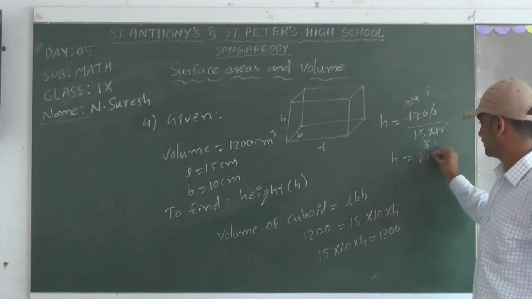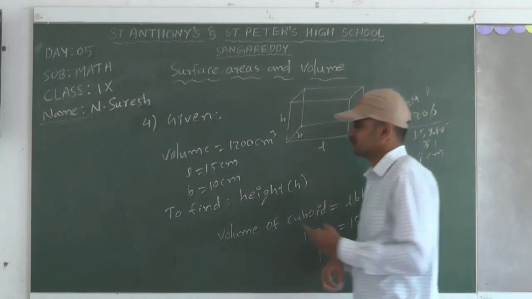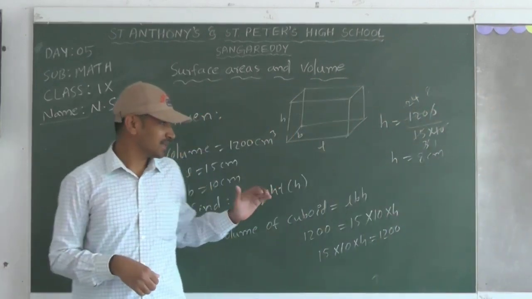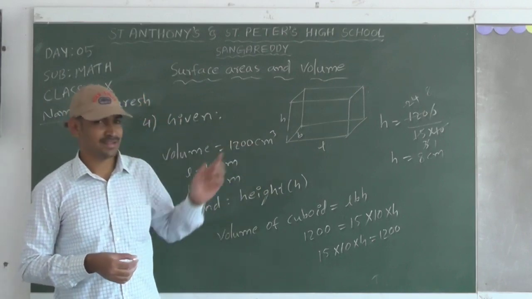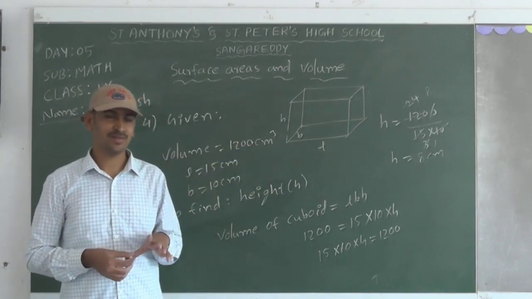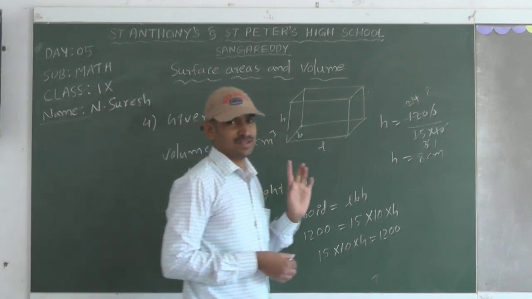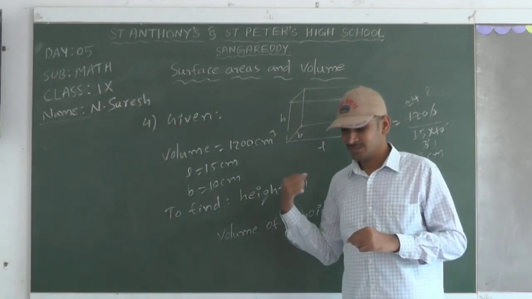centimeters. So now we know L value is known, B is known, and now H also becomes a known value. Is it possible to find TSA? Not possible, because we don't know the height of the cuboid. Or it is possible. Okay.